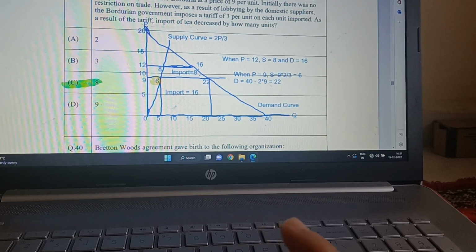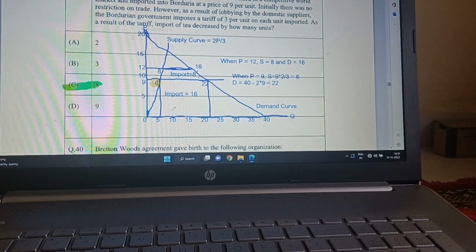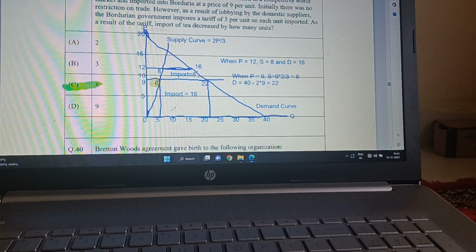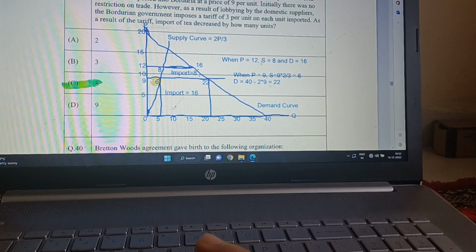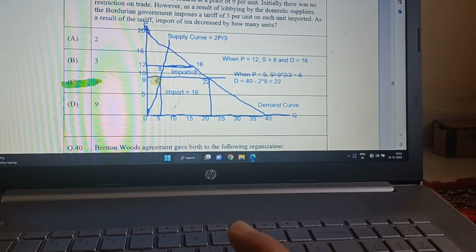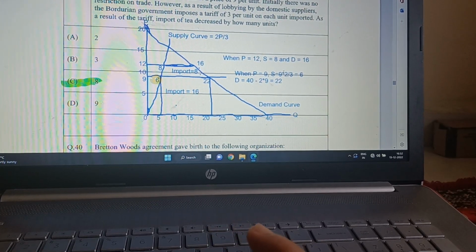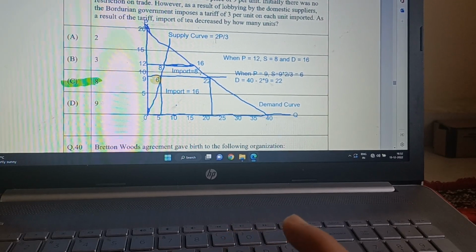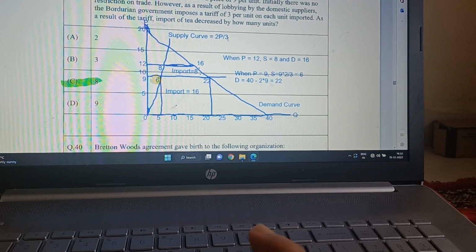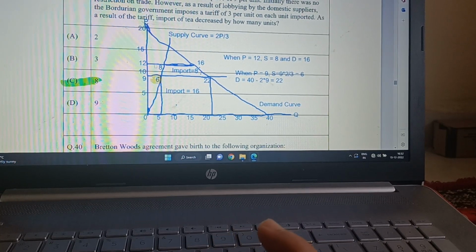The price is raised to 12 because 3 is the tariff. Now when 3 is the tariff and price is 12, again what will be the supply? Supply becomes 8 because supply is 2p by 3. So 12 times 2, 24. 24 divided by 3 is 8. So I wrote 8 here as the domestic supply.